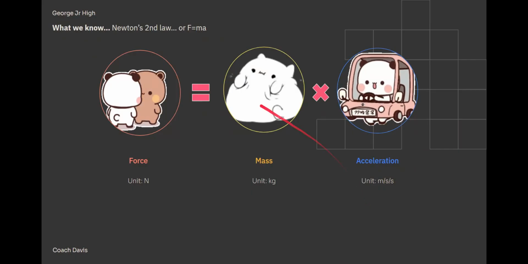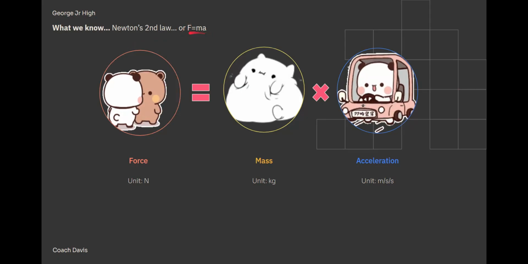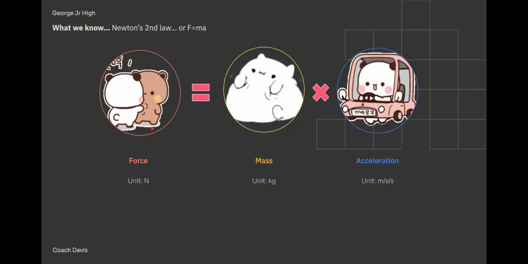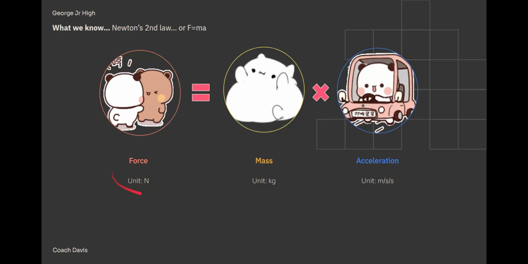Okay, so what we know so far. Last week we talked about Newton's second law, which is force equals mass times acceleration. Just a reminder, a force is a push, like this is happening here, or it could even be a pull, like gravity. Gravity is pulling you down to the earth right now, and if you jump up, the earth will pull you right back down. Its unit is the N, or newtons.